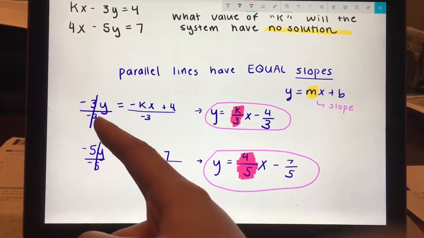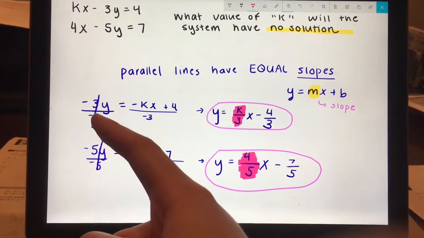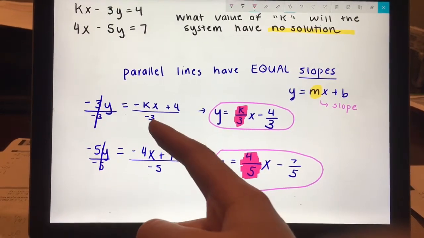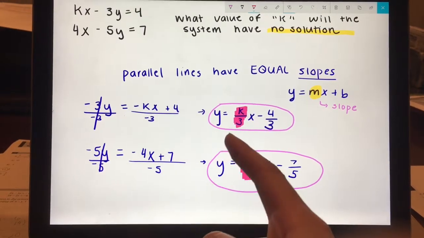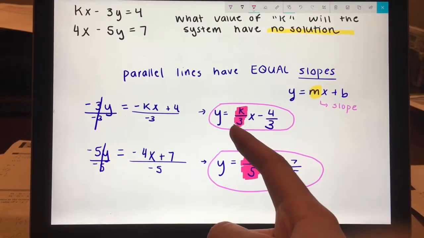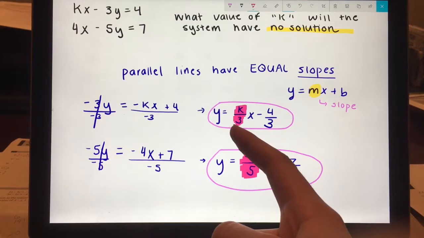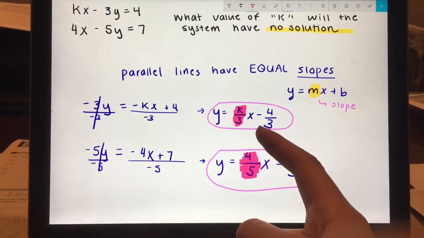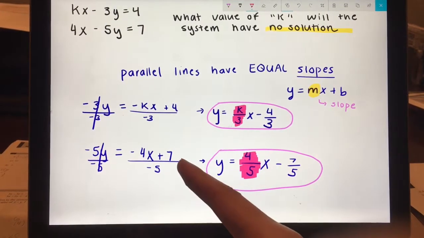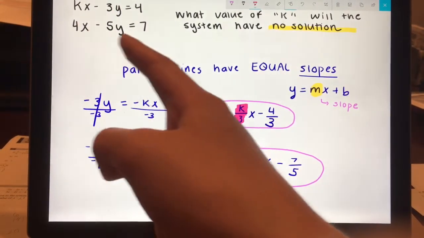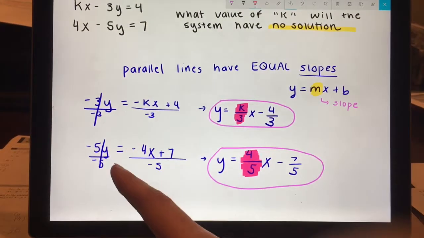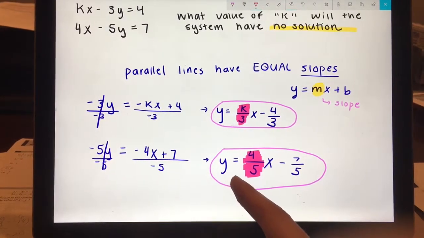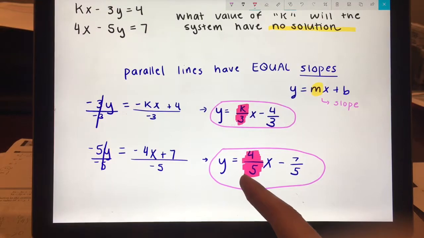So first I'm going to subtract kx from both sides and then divide by -3. So my simplified line equation would be y equals k over 3x minus 4/3. And I'm going to subtract 4x on both sides and divide by -5. So I get y equals 4 over 5x minus 7/5.